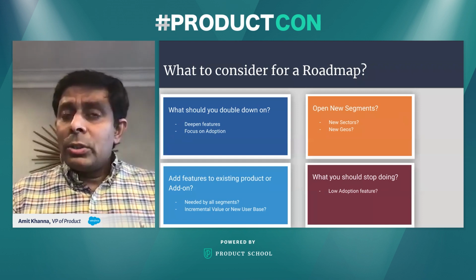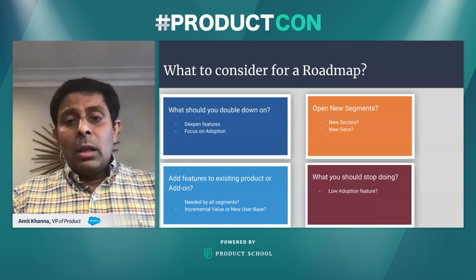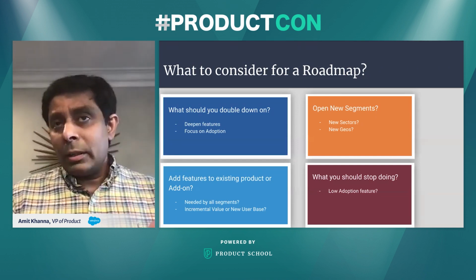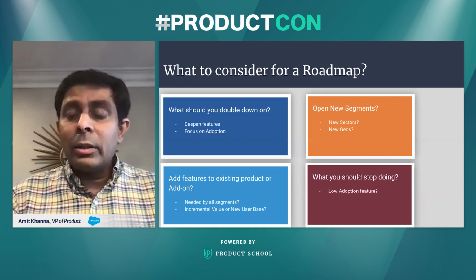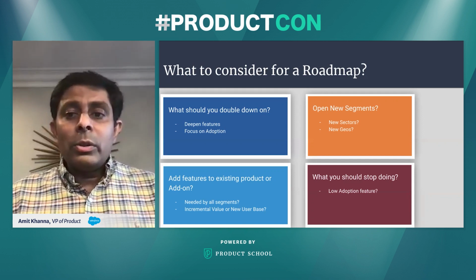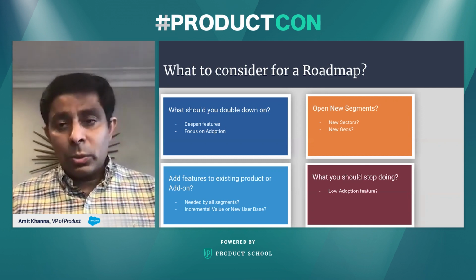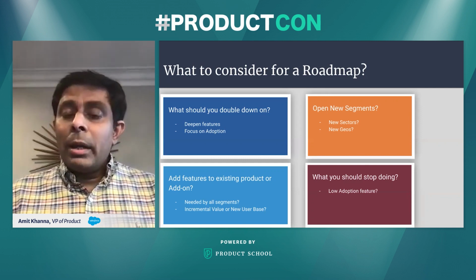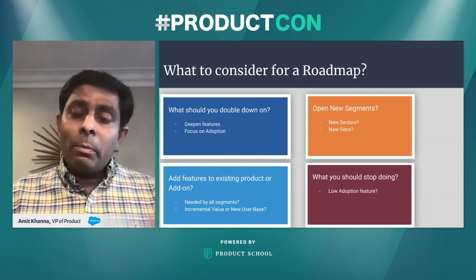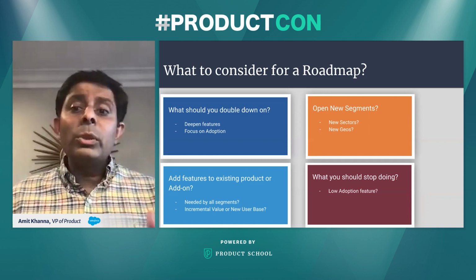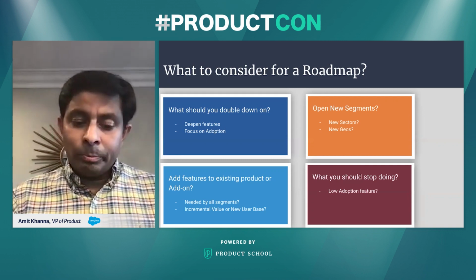The third question is, do you want to open new segments? And by new segments I mean 2 vectors. Either you're going into new sectors. As I come from healthcare, the idea could be that you are right now serving the provider business and you want to go to health plans or pharmaceuticals. Similar thing can apply in financial services. You might say, I'm operating in retail banking and I want to go into wealth management. So that's a new sector. Do you want to go into new sectors?